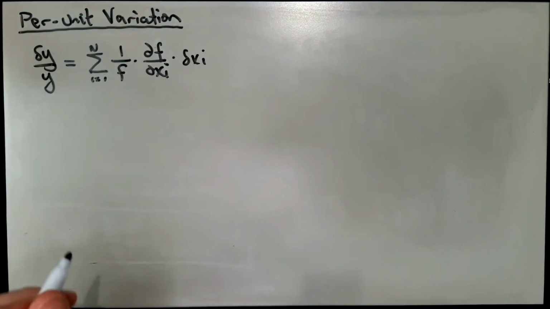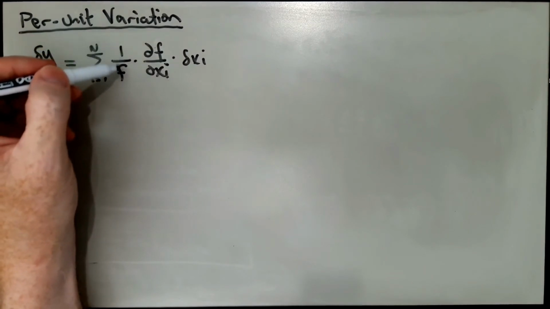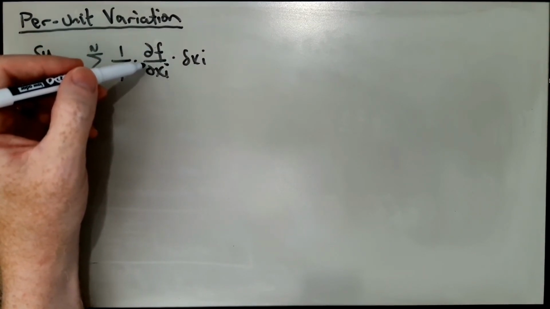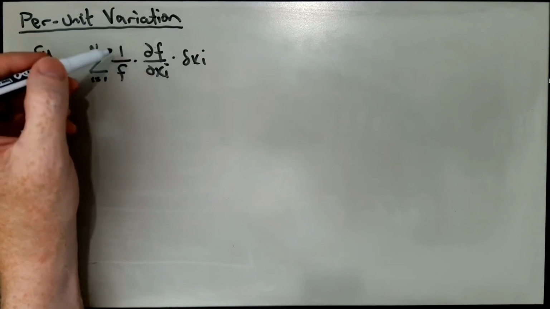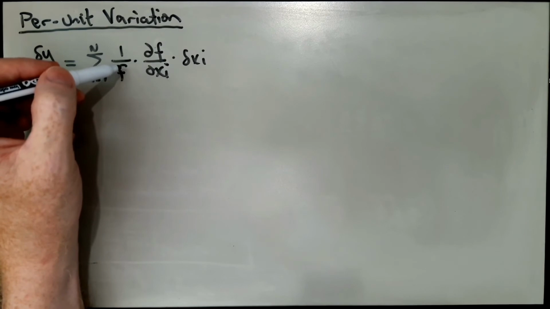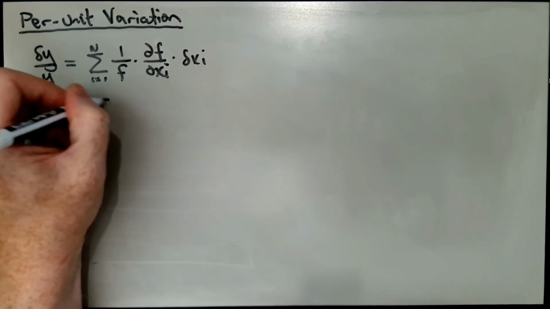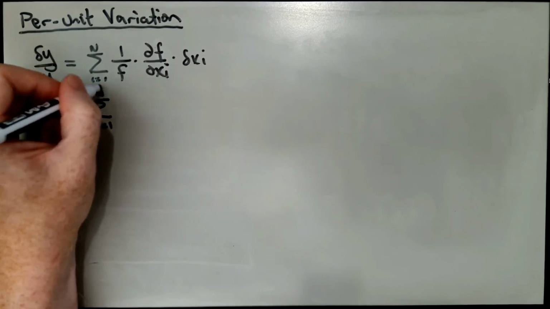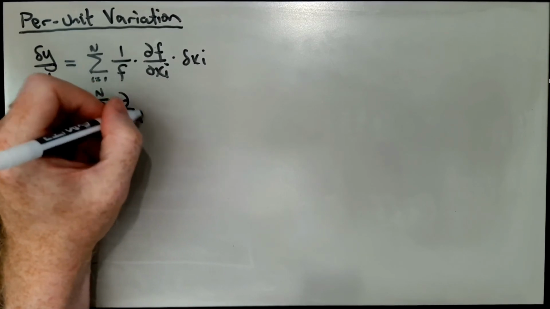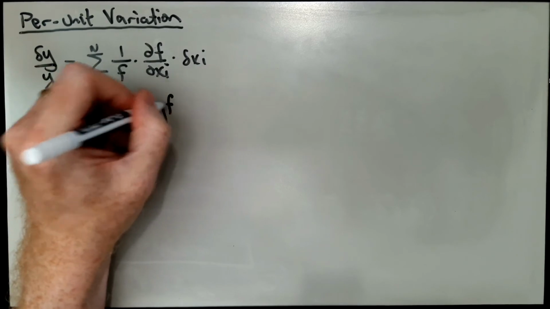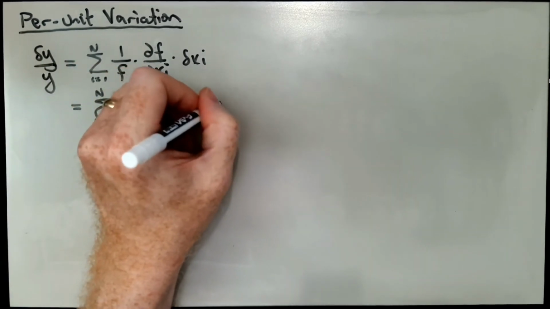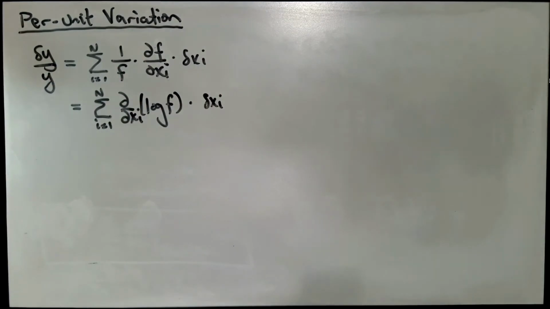Now, we can do some things on this. So we know that 1 over f times df dxi could be written, since the derivative of log of f is 1 over f, and then we apply the chain rule to get the derivative with respect to xi, we could rewrite this as sum i equals 1 to n of d by dxi of log of f times delta xi. Okay, so that's expressing our per unit variation in y in terms of something called a logarithmic derivative.